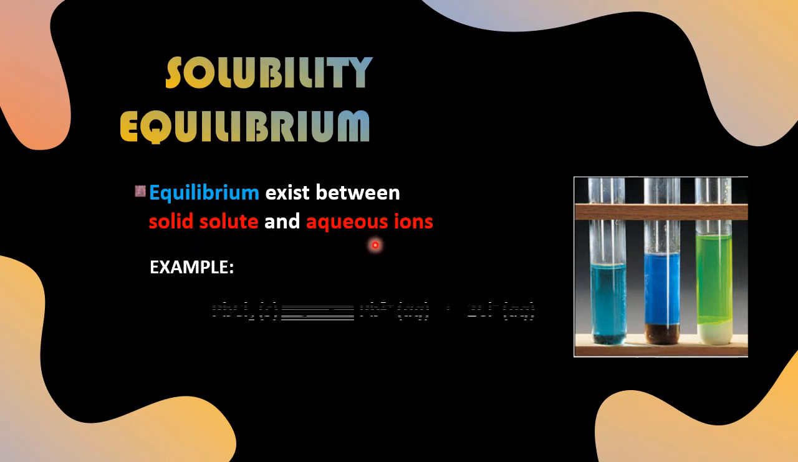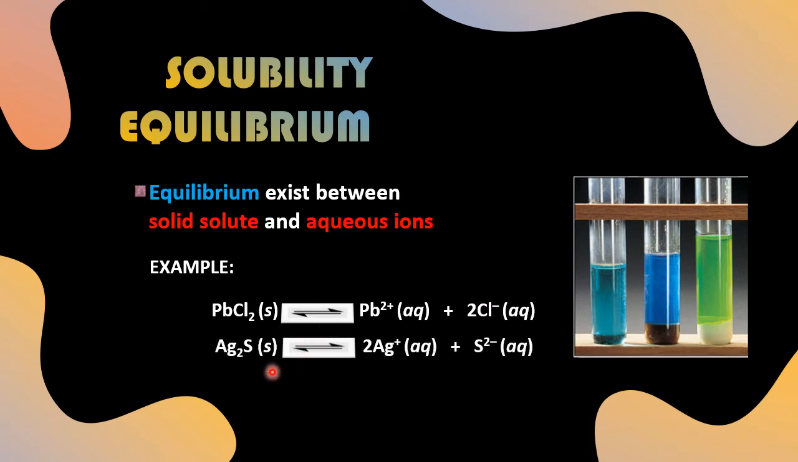For example, lead chloride is a solid, and then it dissociates into the lead ion and chloride ion. So solubility equilibrium means the solid solute and the aqueous ions are at equilibrium. Another example is silver sulfide. When it dissociates, you form 2 moles of silver ion and 1 mole of sulfide ion.